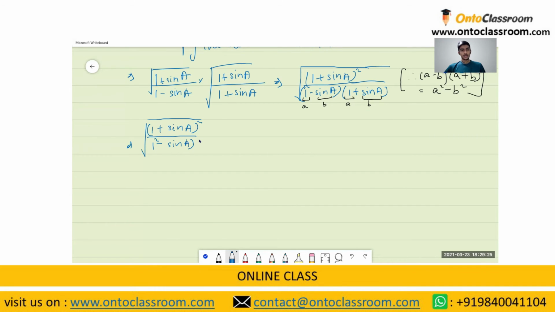Okay, this gives us root of 1 plus sin A whole square divided by 1 minus sin square A. So what this gives us? 1 plus sin A under the under root, and we have 1 minus sin square A.